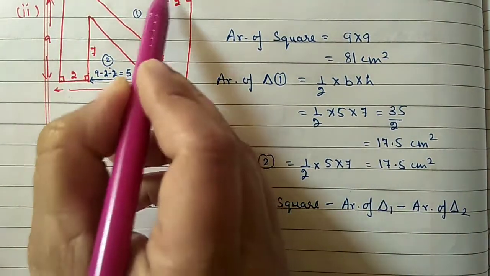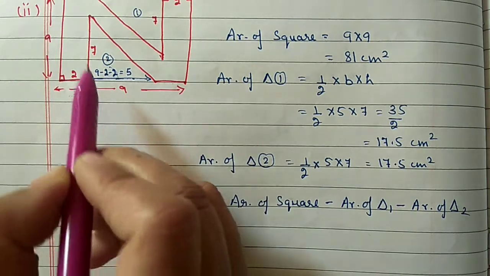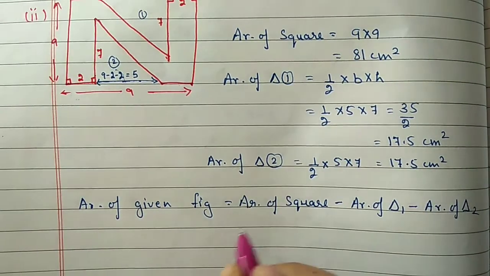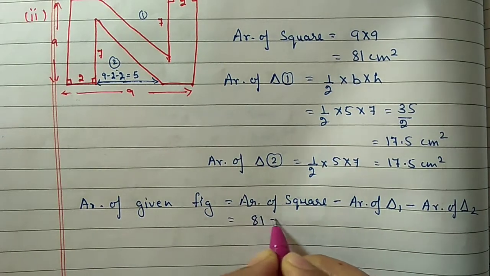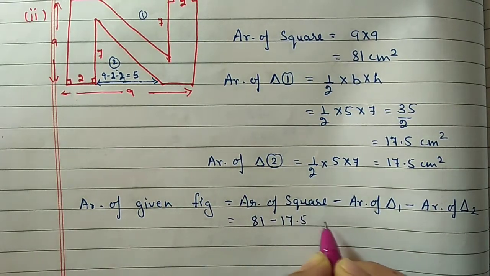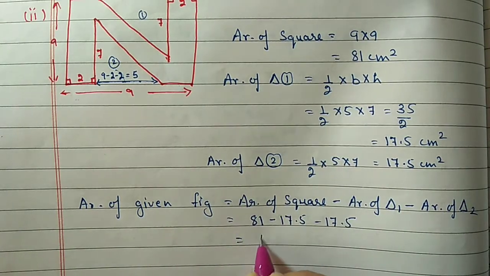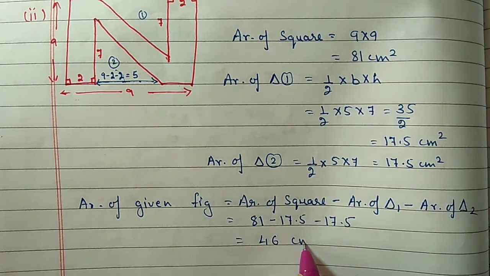From this total square we will remove this one and this one, so the leftover figure we will get is this N shape. So this area is 81 minus 17.5 minus 17.5. After subtraction we will get 46 centimeter square.